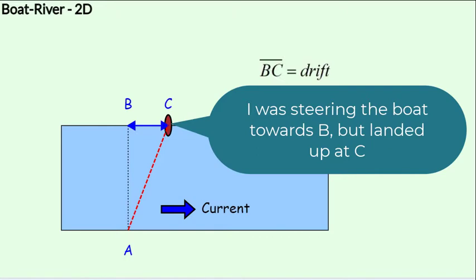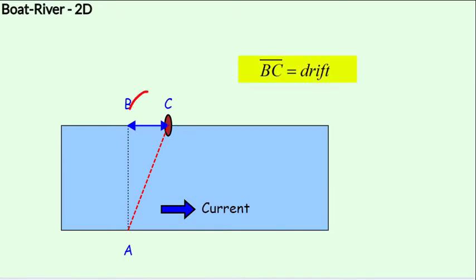This x direction displacement of the boat, BC, is known as the drift and is caused by the current. This is a case of two-dimensional motion, or motion in a plane. So you try to steer the boat from A to B, but you end up at C due to the river current.